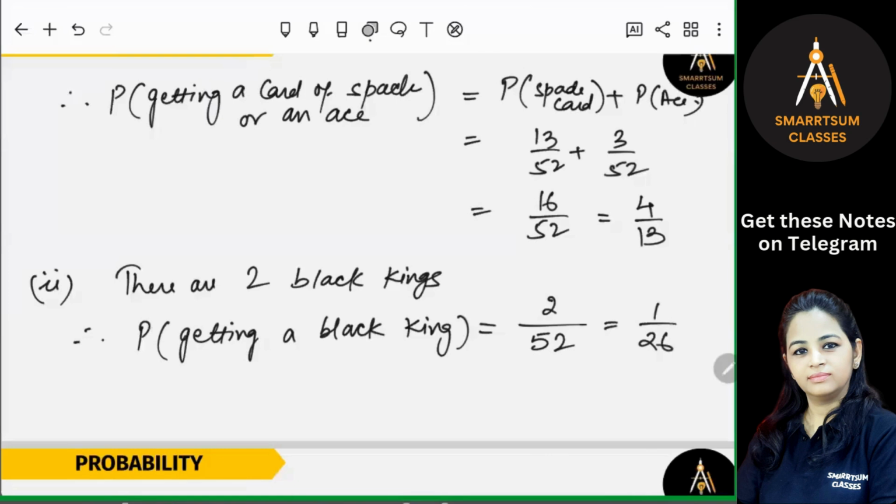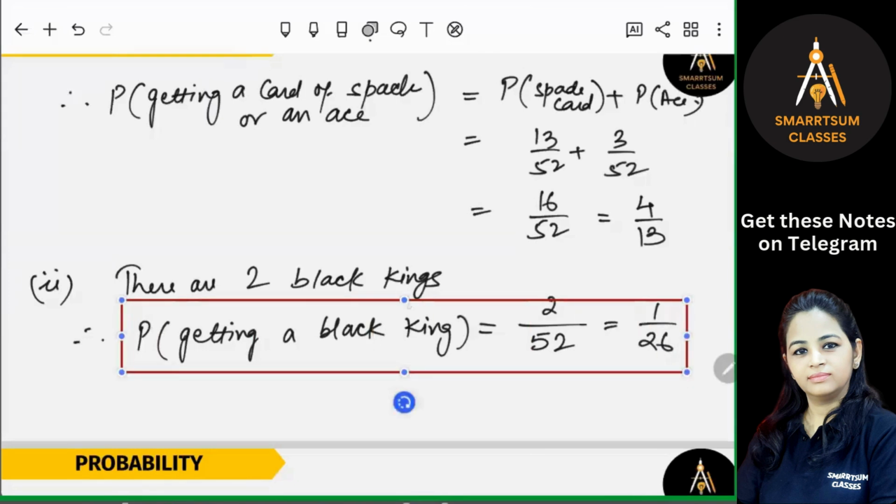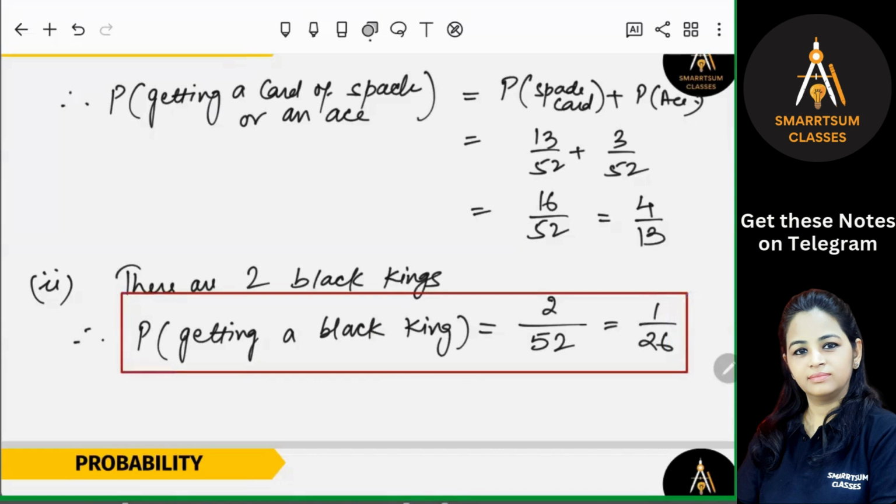So what we have to do first is write down the number of favorable outcomes which are supporting that event to happen. And then we will divide it by the total possible outcomes, which are 52 in the case of playing cards.